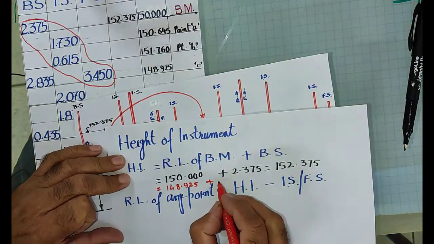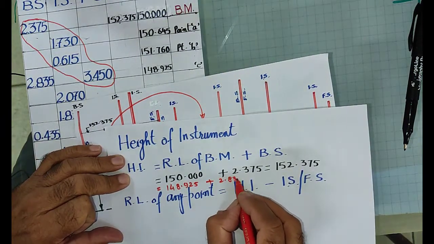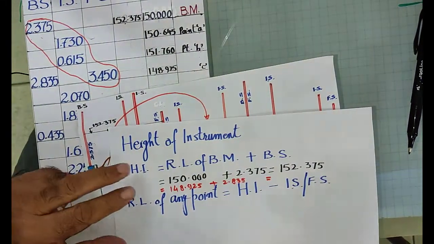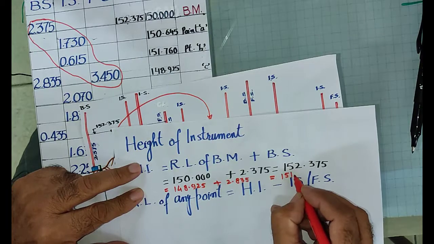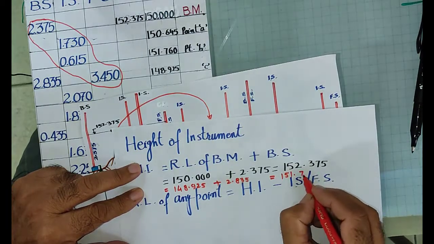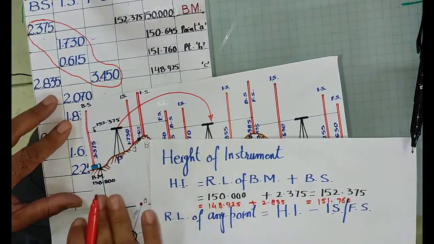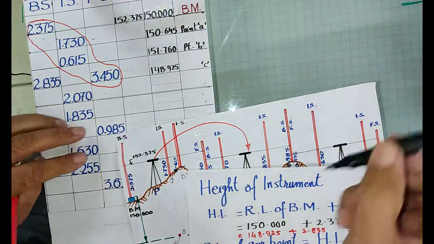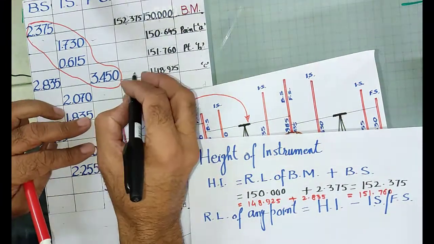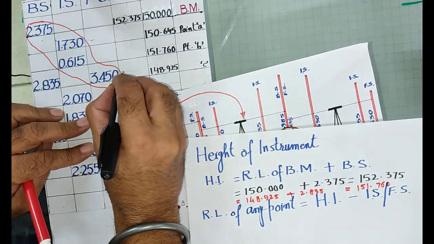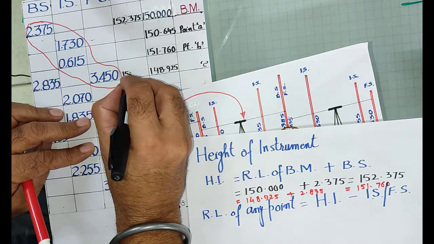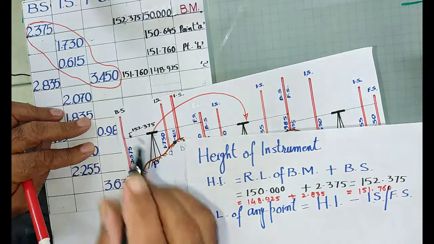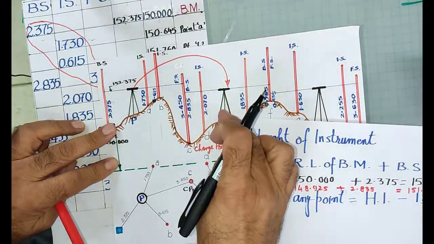Add this 2.835. So the new height of instrument comes to be 151.760. So now here the new height of instrument is 151.760.